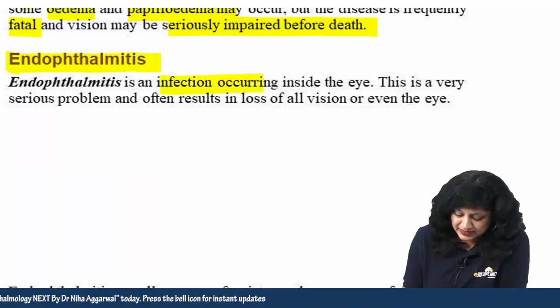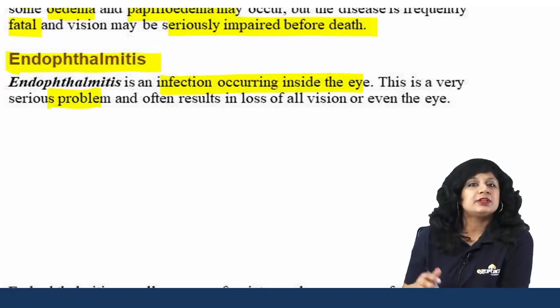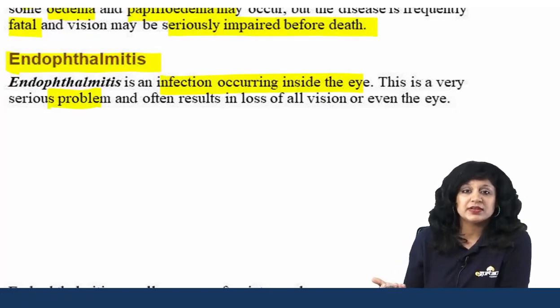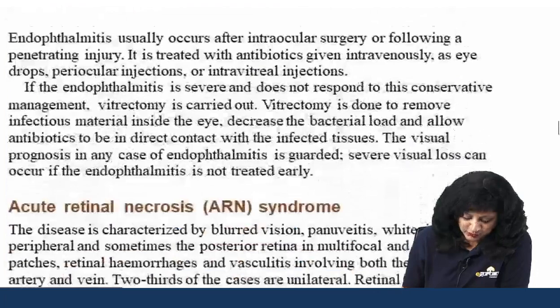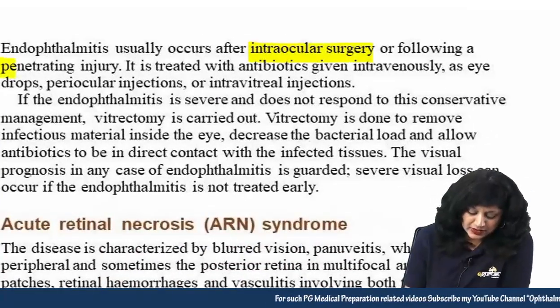Endophthalmitis means infection, and it's obviously very serious. As I always say, endophthalmitis is the end of the vision, so it's a very severe disease. We have loss of vision. This usually occurs after intraocular surgery, or it could be a penetrating trauma.